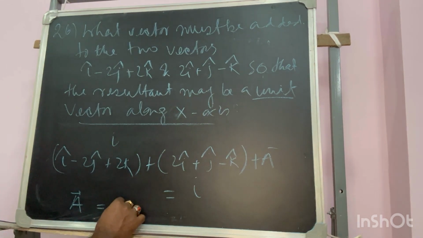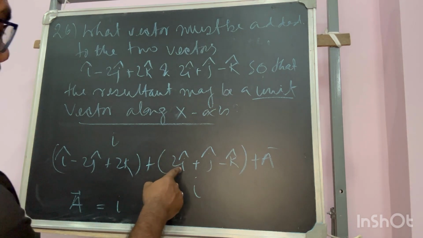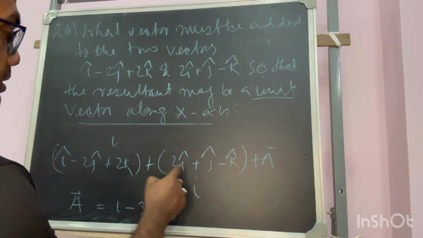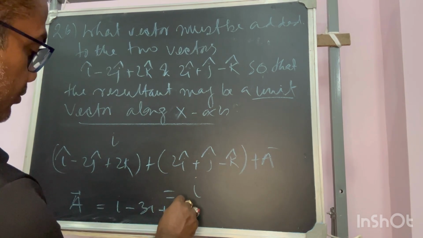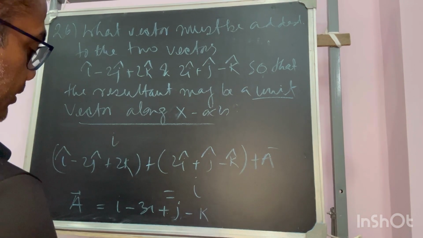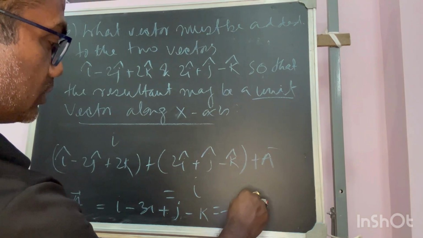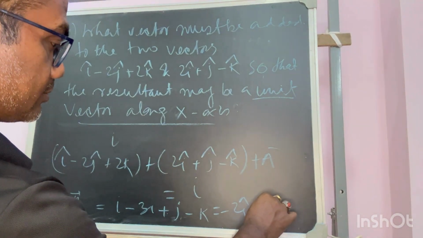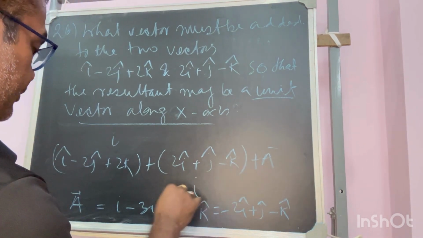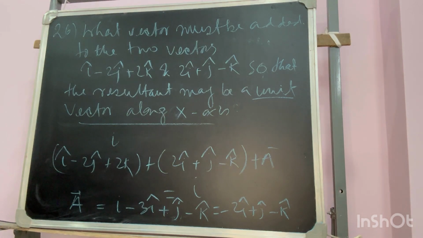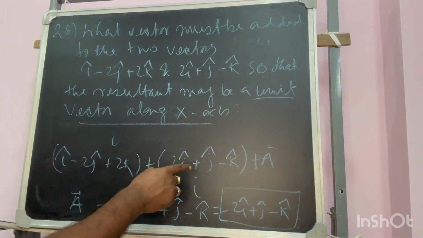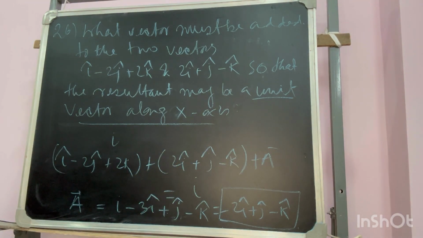Bringing all this to this side, this is i, this is 2i, so 3i minus 3i on this side, minus 2j plus j minus j, that side will be j, k is 2k minus k, so that side will be k. So ultimately it is minus 2i plus j minus k, which will be the answer. Okay, so this will be the other vector which has to be added to these vectors to get the unit vector towards the x-axis.